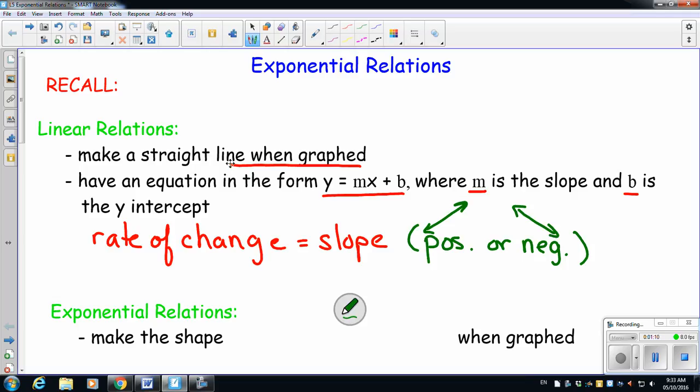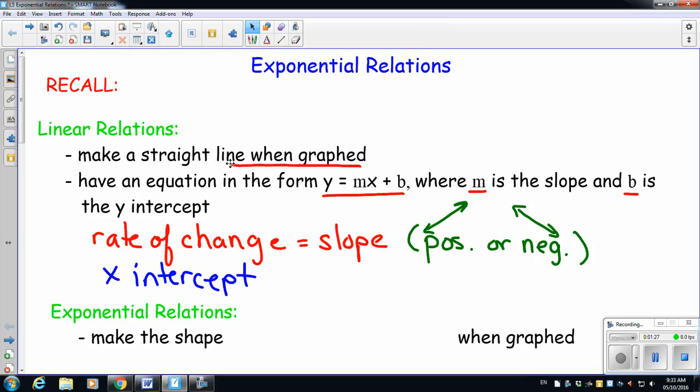Other things about lines, you can have an x-intercept as well as a y-intercept. So you can have a point where it crosses the x-axis as well. So remember that there is also an x-intercept. So all those things should be reviewed from grade 9 and 10. We are going to take a look now at some new graphs from exponential functions.